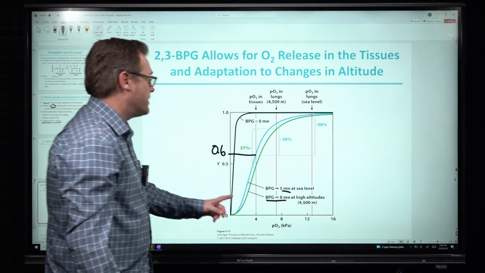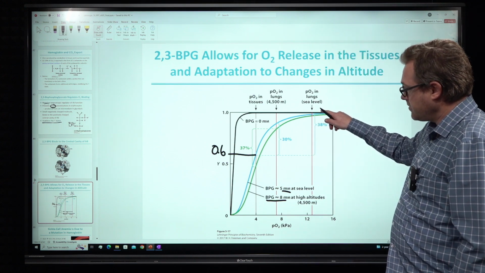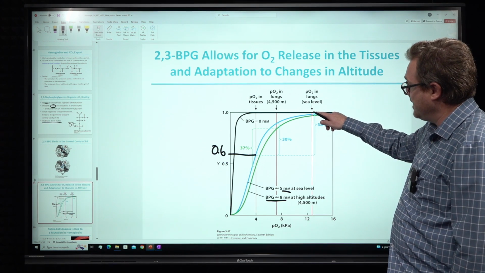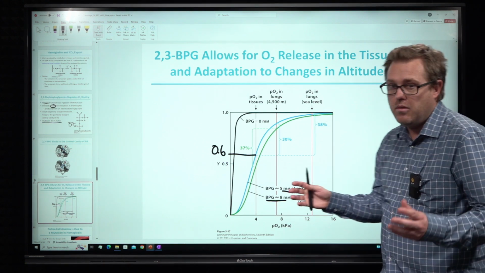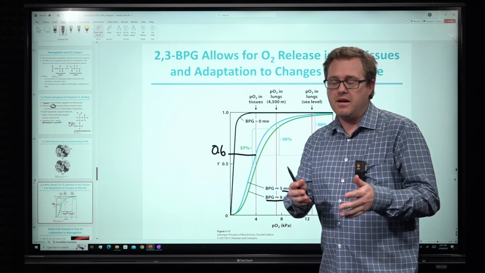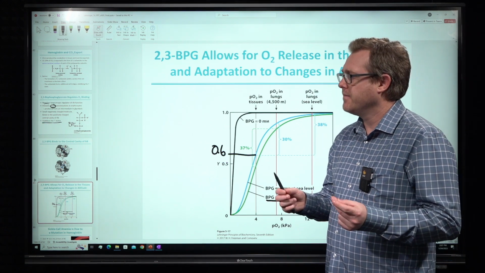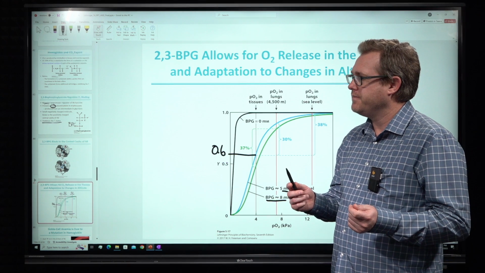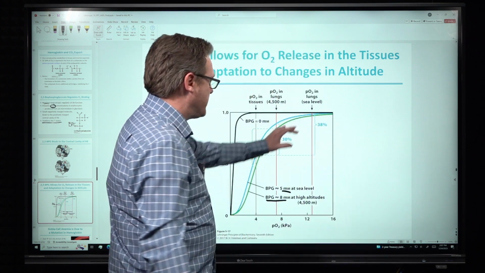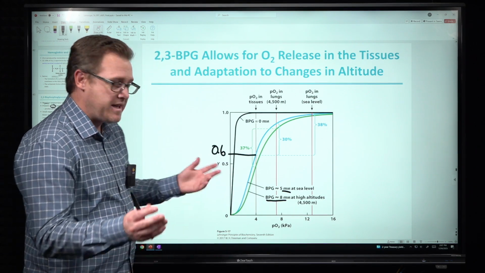Okay? And so when we have the hemoglobin in the lungs at sea level, we have more or less 100% of the hemoglobin occupied with oxygen. So, I've lost the word. It'll come to me later. But basically, the hemoglobin is, that's the word, saturated with oxygen.